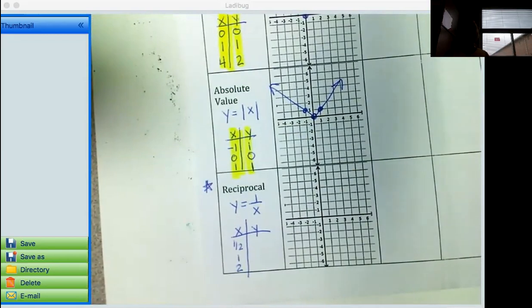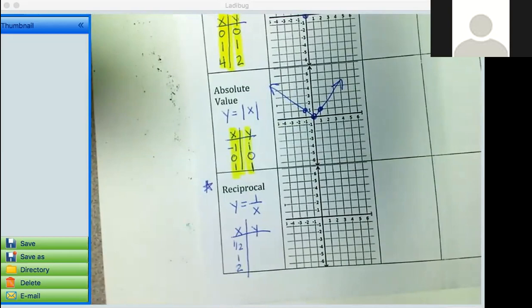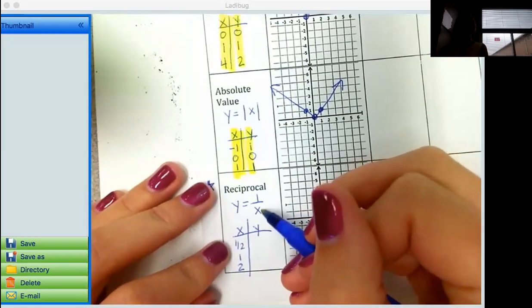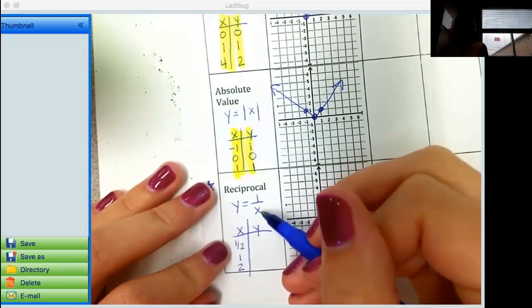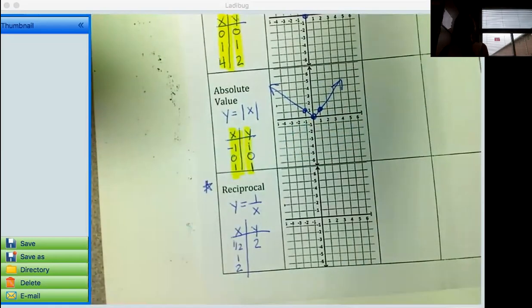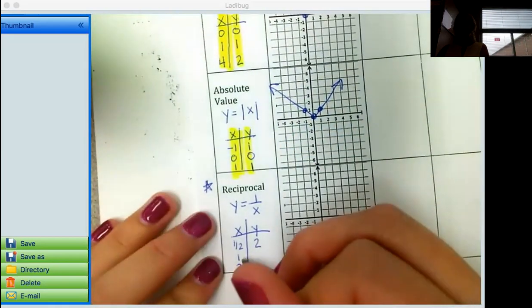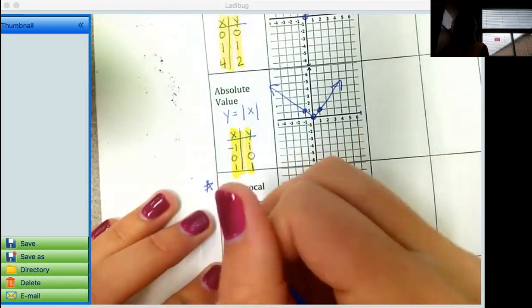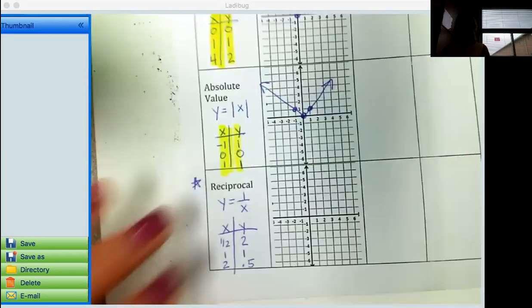Somebody tell me why I didn't use 0. Good. Somebody said it can't be the denominator of a fraction. Ross was saying the same thing. X can't be 0. There's an asymptote there. It cannot be 0. That barrier's there, okay? What happens if I put 1/2 in the bottom? What am I gonna end up getting? 2. 1 over 1/2 would be 1 times 2, which is 2. If I put 1 in the bottom, 1 divided by 1 is 1. And then if I put 2 in the bottom, 1 over 2 is 0.5, right? Or 1/2.